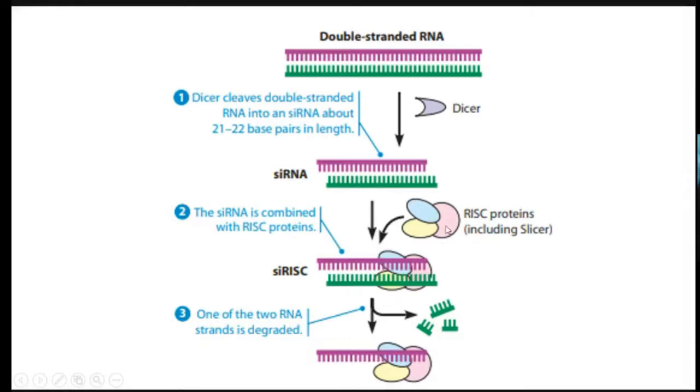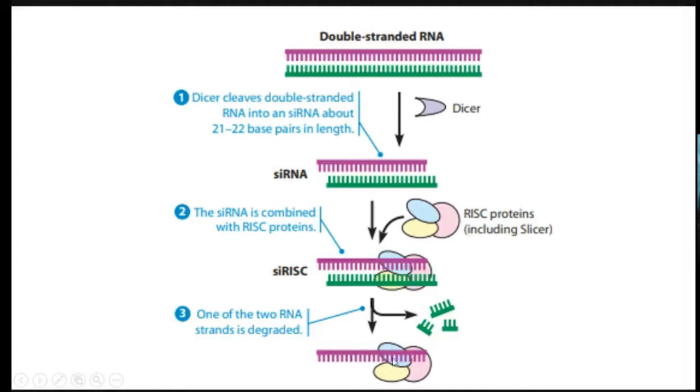And your RISC proteins are a complex of proteins, including a slicer, a thing called slicer. And once your siRNA binds to your RISC proteins, this whole complex opens up, called your siRISC, small interfering RISC. And the bottom part gets removed. So therefore, you will just have a sort of comb, a comb of RNA.